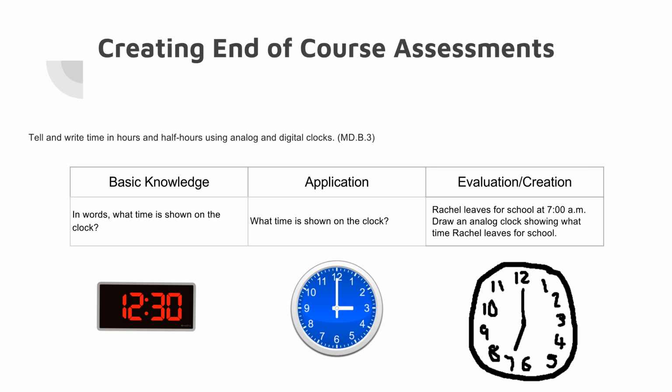When designing these end-of-course assessments, different levels of questions are used to help determine where a student's strengths or weaknesses are within a particular skill. The 3 levels of questioning determine whether students have a grasp of the basic knowledge needed, whether they can apply that knowledge to solve a problem, or if they can evaluate or create a product based on real-world scenarios.